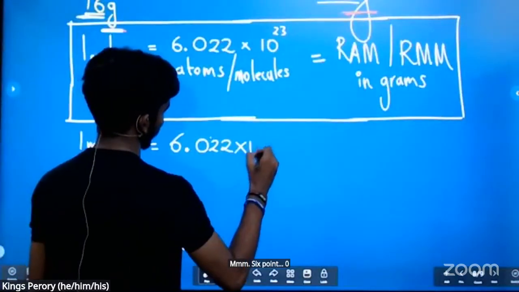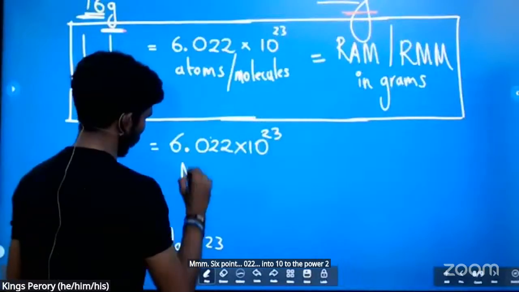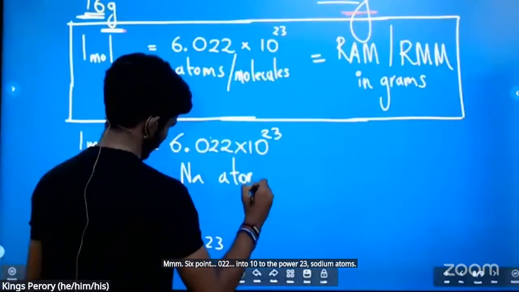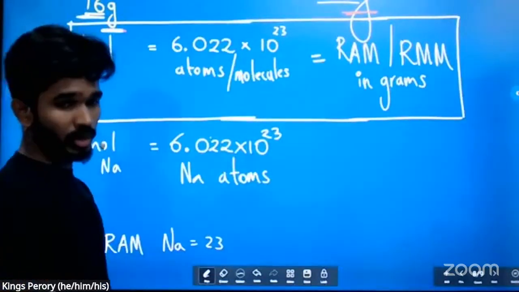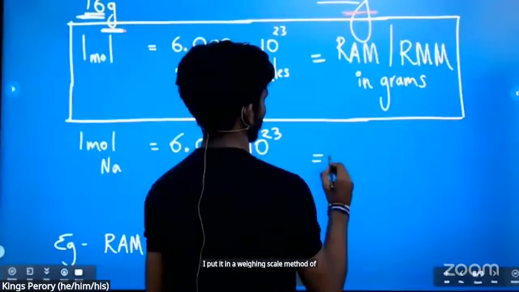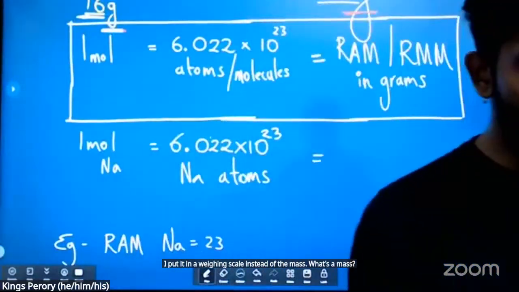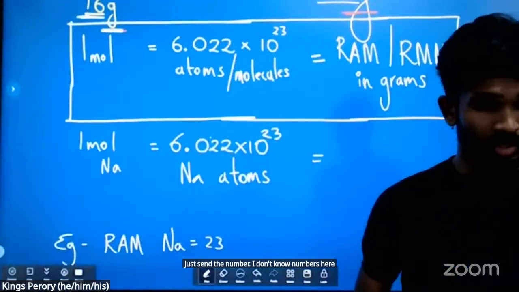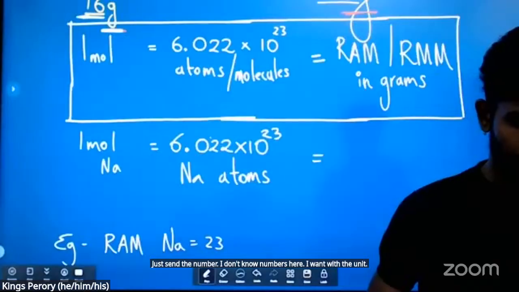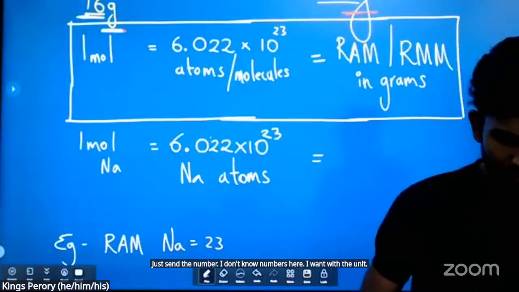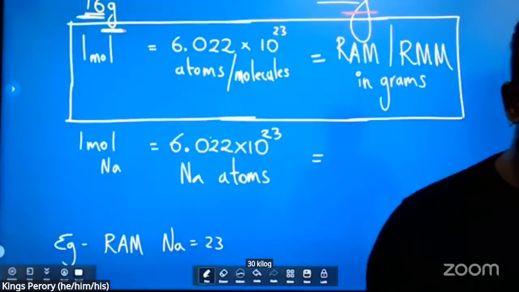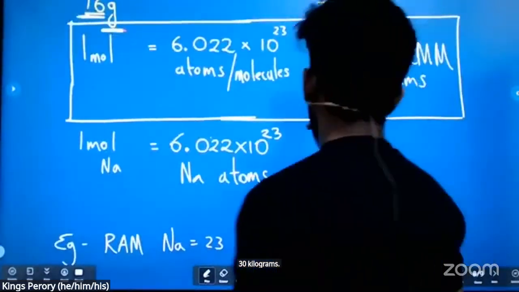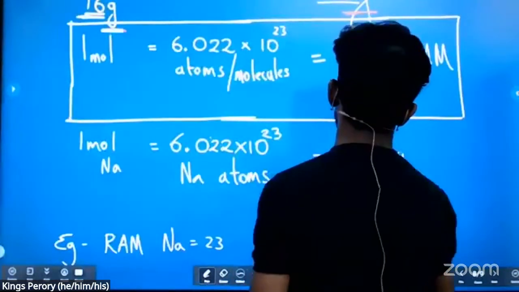6.022 into 10 to the power 23 sodium atoms. I put it in a weighing scale and measure the mass. What's the mass? Tell me with the unit. I don't want just numbers here. I want the unit. Grams, kilograms, what? 23 grams.